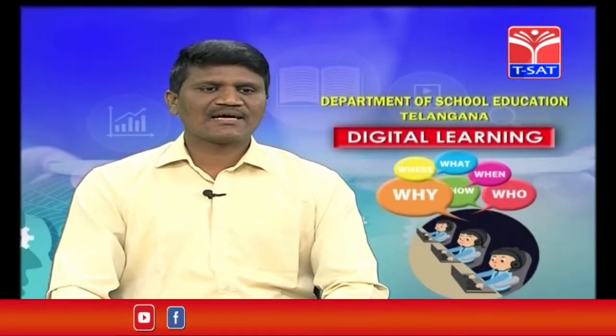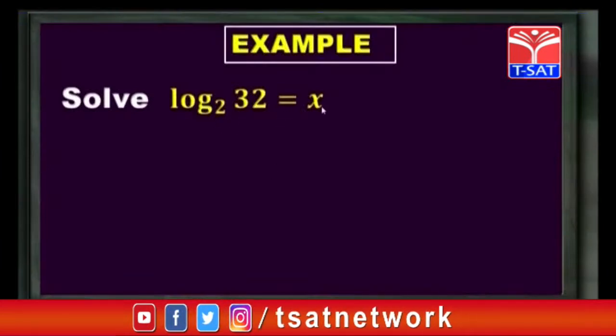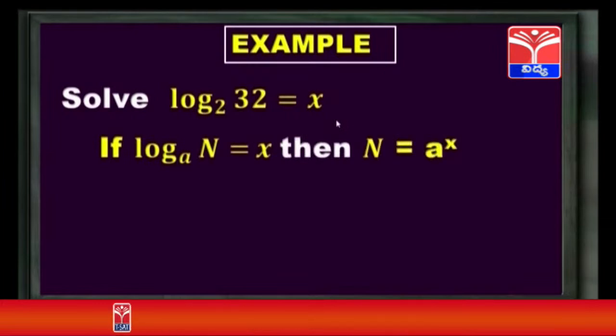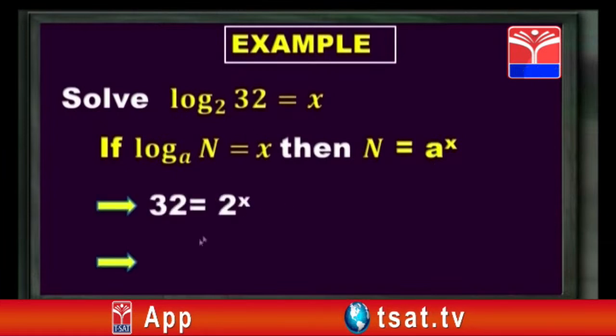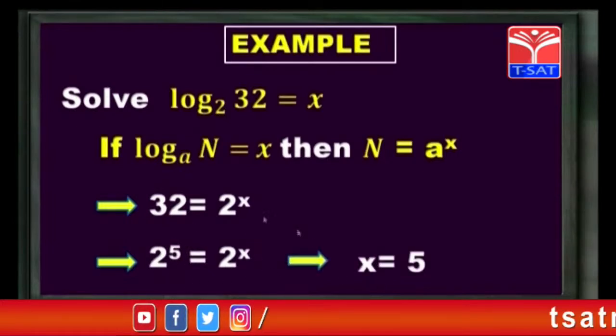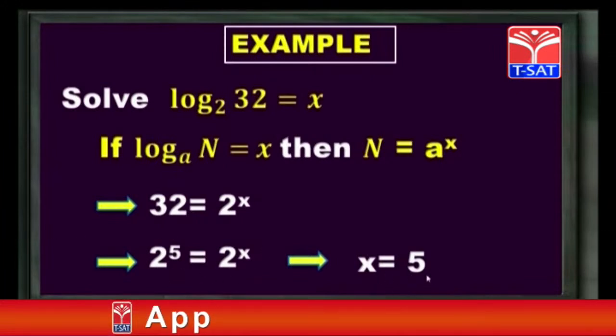Now let us see one example based on this. Log 32 to the base 2 is equal to x. Log n to the base a is equal to x, then n is equal to a power x. 32 is equal to 2 power x, we can write. 2 power 5 is equal to 2 power x. Already we have seen this. If bases are equal, powers are also equal. So x is equal to 5.